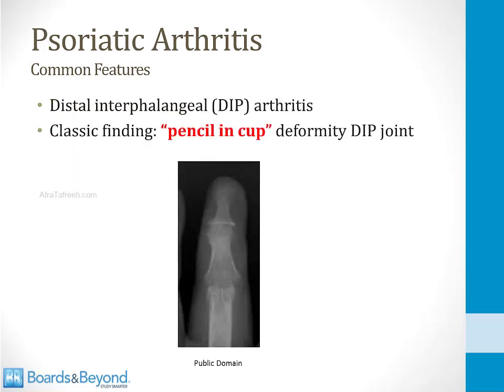There is a classic hand x-ray finding in psoriatic arthritis. It's called the pencil and cup deformity of the DIP joint. So remember, the DIP joint is commonly involved in psoriatic arthritis, and the distal phalange can become narrowed like this one is here.